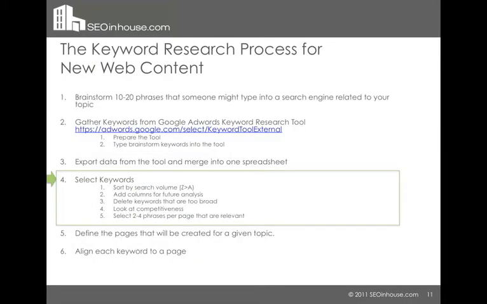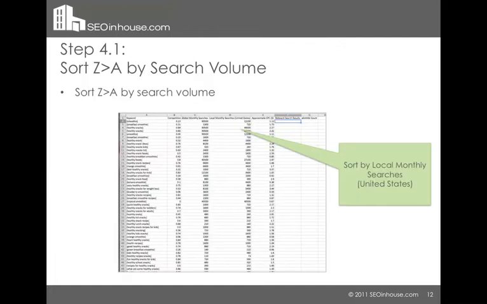The next step is to select keywords. We're going to first prep the spreadsheet for that, and then you're going to determine which keywords make the most sense. Let's get started at prepping the spreadsheet. The first thing you want to do is sort by local monthly searches. There are global monthly searches in column C. That's worldwide. What column D does is narrow the search volume to US traffic only.